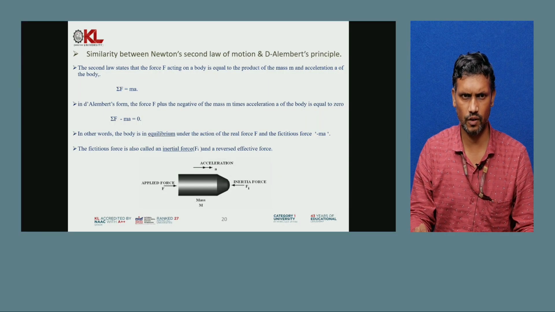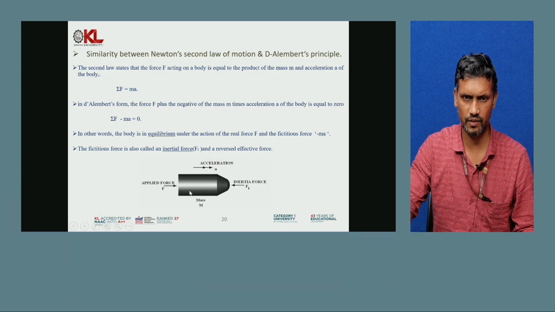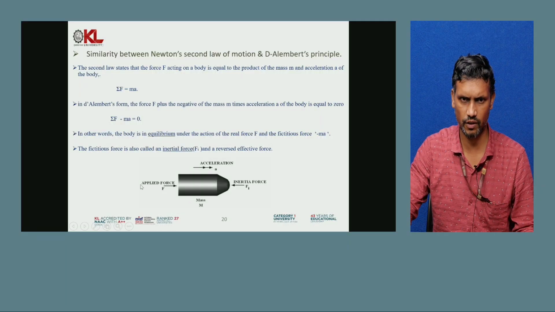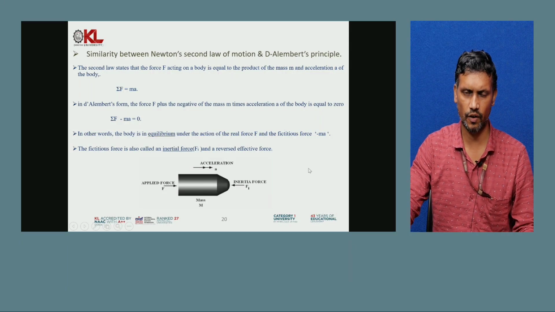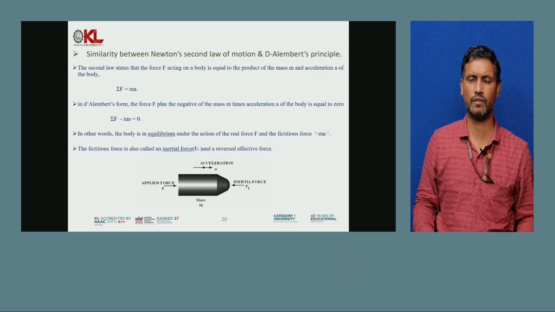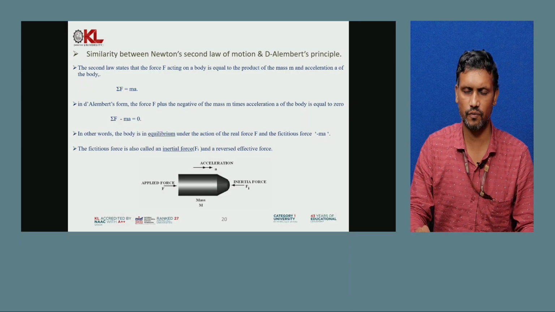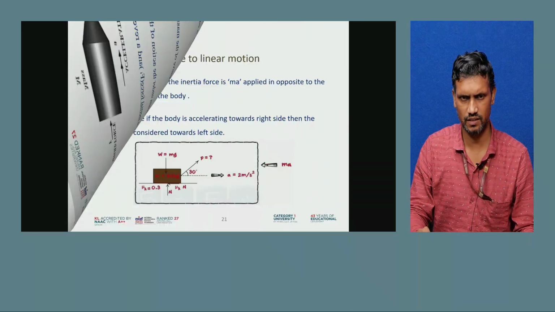So you are calling it fictitious force. That fictitious force is nothing but inertia force, m into a, in the reverse direction. Here you can see a bullet having mass m, moving with acceleration a. When you are applying a force F, you get an inertia force in the opposite direction, Fi. For example, in a lift going up, you feel a force downward.